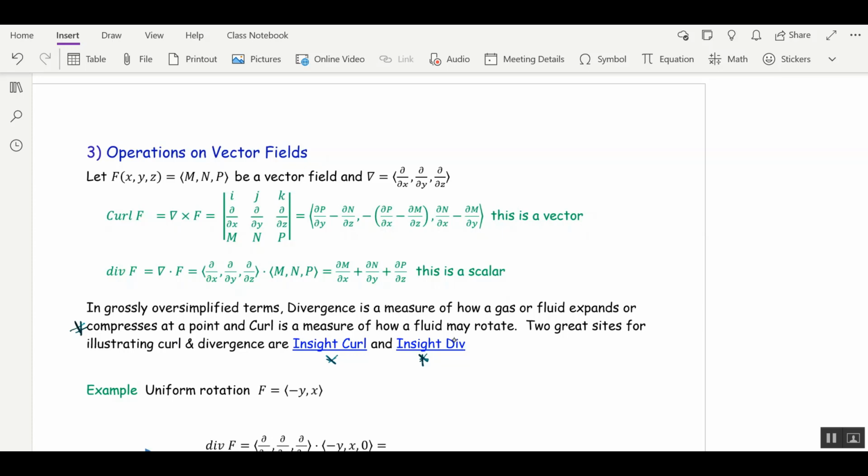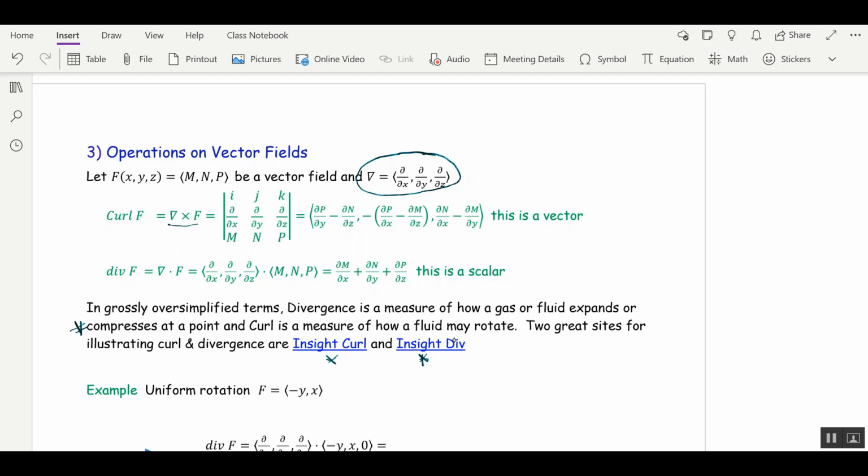You shouldn't memorize the formulas, just memorize how to get them. And the way to do that is to think of del as an operator. Think of del as partial with respect to x, y, and z. And then the definition of curl f would be del cross f. And so I've got my del in the second row and my f in the third row.